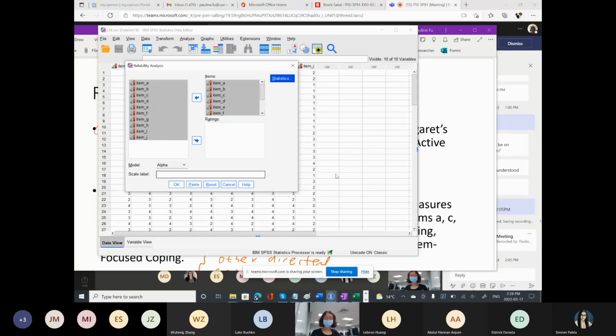Continue. Make sure alpha is selected under the model. By the way, you need to know the names of other models, for example, omega, split half, Guttman, parallel, strict parallel, just at a conceptual level. Okay. So click the OK button.